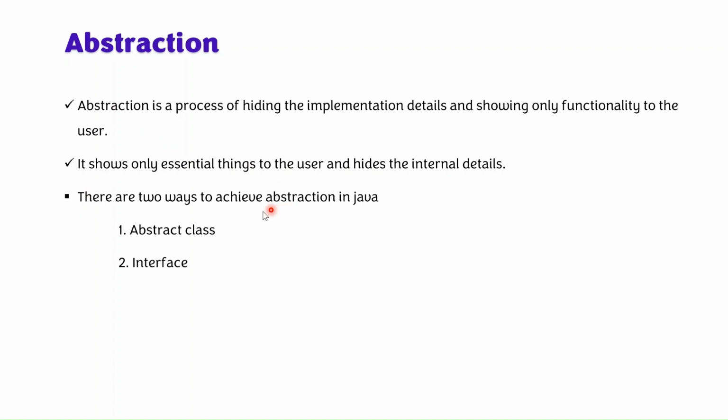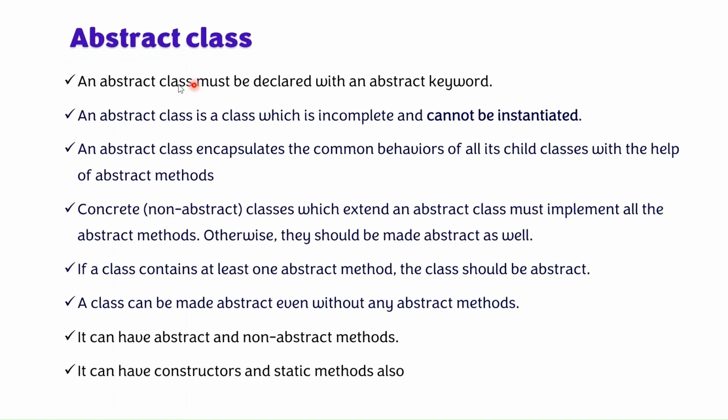There are two ways to achieve abstraction in Java. One way is abstract class, another one is interface. Then let me discuss about abstract class.